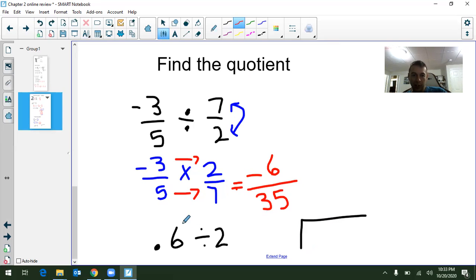Okay, so the next one is with decimals. So this 0.6 divided by 2. The first number is going to be the one that goes inside the box. And we're going to divide that by 2. And 2 can go into 6 three times. We're going to bring our decimal up, and our decimal will come straight up. So our answer is 0.3.